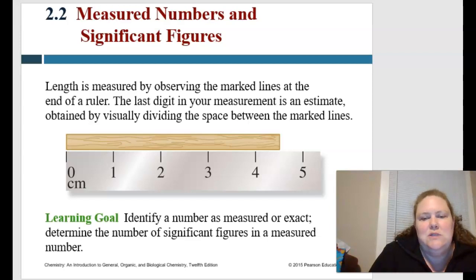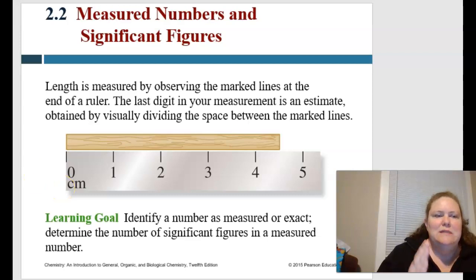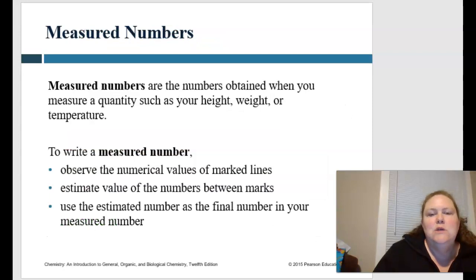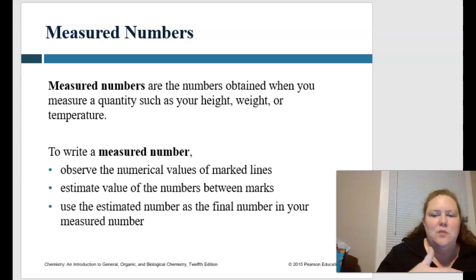So the goal for this is to identify the number that's being measured as exact, or to determine the number of significant figures from that measured number. Okay, so it's more like, is it an estimate or is it actually exact? So measured numbers are the numbers that are obtained when you measure quantities such as your height, your weight, or temperature. To write a measured number, you're going to observe the numerical value of the marked lines, you're going to estimate the value of the number between the marks, and then you're going to use the estimated number as the final number in your measured number.